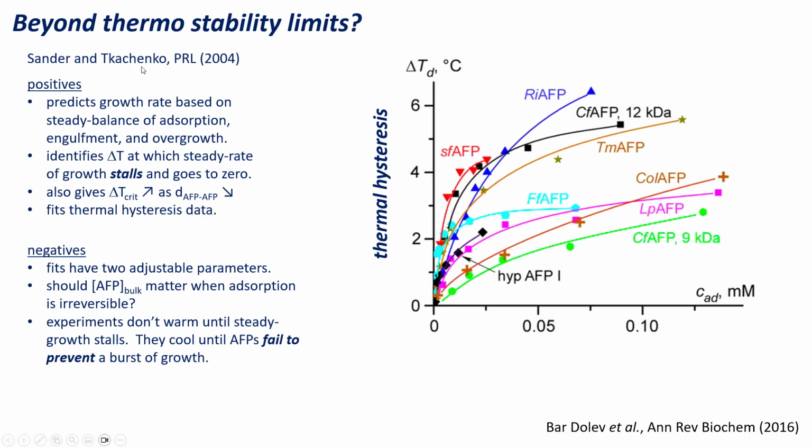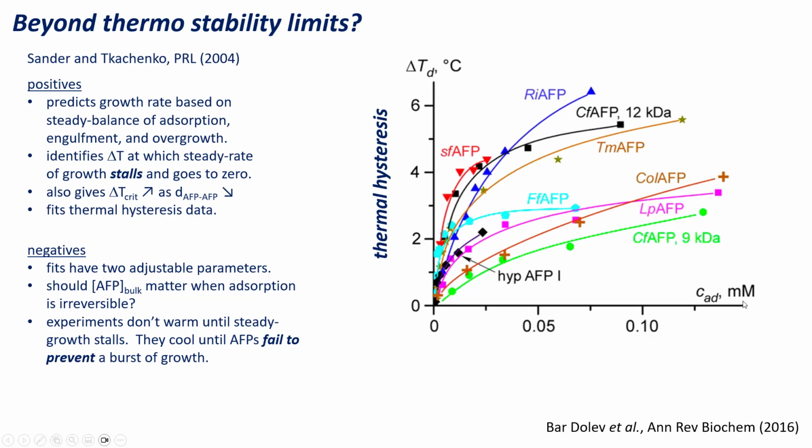Well, we're not the first group that has tried that. Sander and Tchachenko published a beautiful paper in Physical Review Letters back in 2004. Their theory was based on a steady balance of adsorption, engulfment, and overgrowth rates. This identifies the critical supercooling at which a steady rate of growth at colder temperatures stalls. It also gives a number of points that agree with the experiment. It tells you that this critical supercooling gets larger as the antifreeze proteins get closer together. That agrees with the experiment, and it does a pretty good job of fitting thermal hysteresis data.